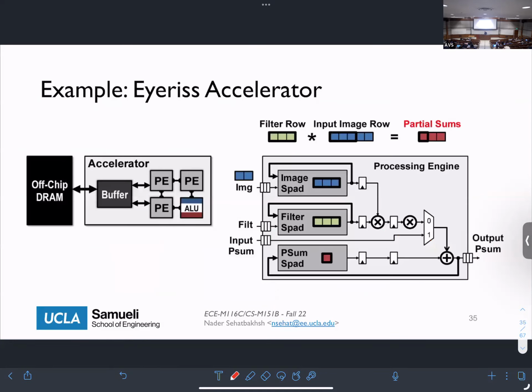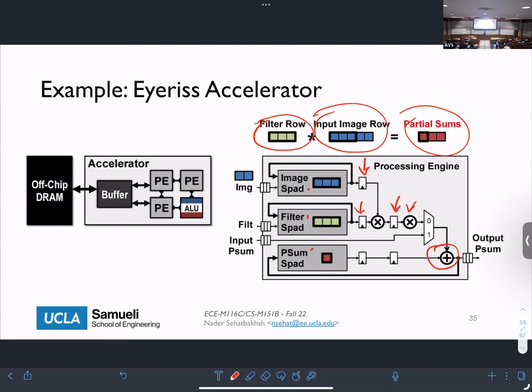Okay? So how does this work? Let's say you have one row of your filter and one row of your image, and you're going to get to your partial sums. Eyeriss, particularly, has 3 different buffers, okay? And the buffers are pipelined. All it does is multiply the image with the filter, and then keep doing this for all the inputs, right? So if there are 3 of them, you just repeat this multiple times, so you have multiple multiplications. Then you add it with your partial sum, and you get the result that you want, okay?